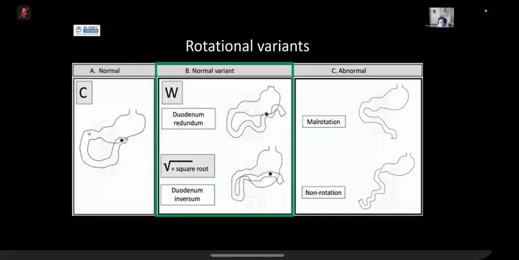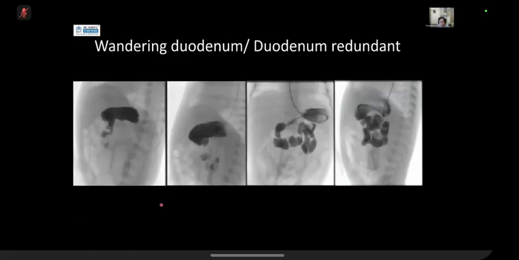And then since we've talked about the normal, we've talked about abnormal, we now talk about some normal variants. Okay, so we've got your duodenum redundum and your duodenum inversum. And this is also called a one-ring duodenum. It was described by Feldman in 1934. If anyone's interested, there's a radiographics article. And essentially, you have what we call elongation of the superior portion of your duodenum.